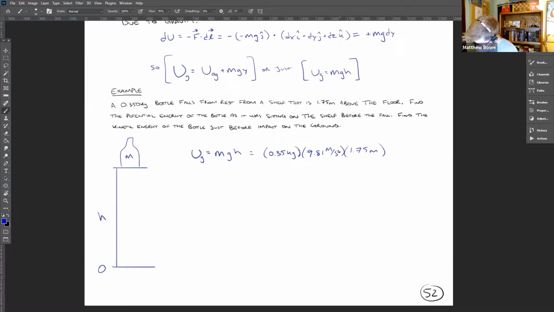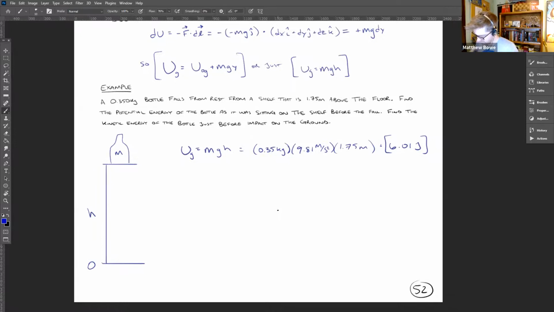So we have just about 6.01 joules of energy, finding just the potential energy when it is on the shelf. Okay. Find the kinetic energy of the bottle just before impact on the ground.